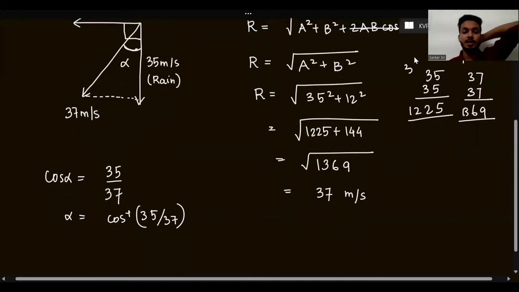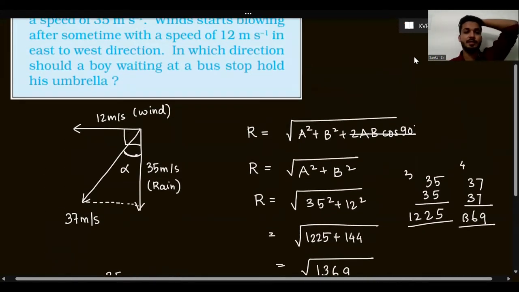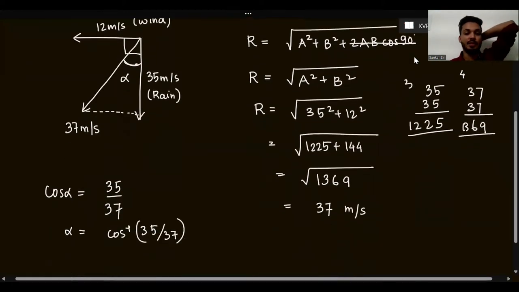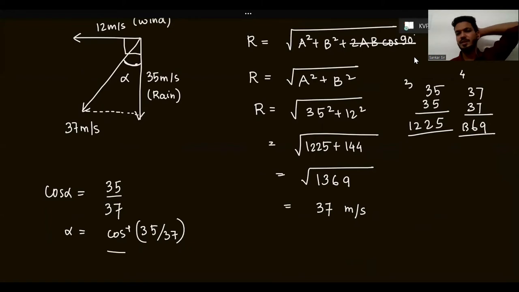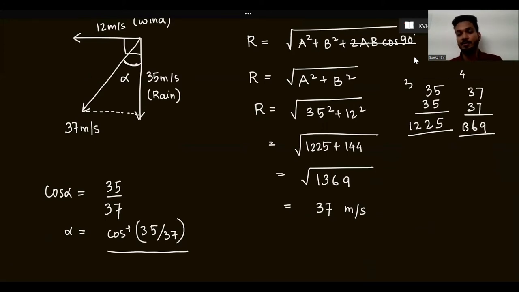So the final answer for this particular question is: the rain is actually falling at 37 meter per second at an angle equal to this. I can actually put it in the calculator and find out, but no need. CBSE is not expecting you to know the value of cos inverse 35 by 37. If you write it like this, you'll get full marks. So remember to underline your answers before you exit the question.